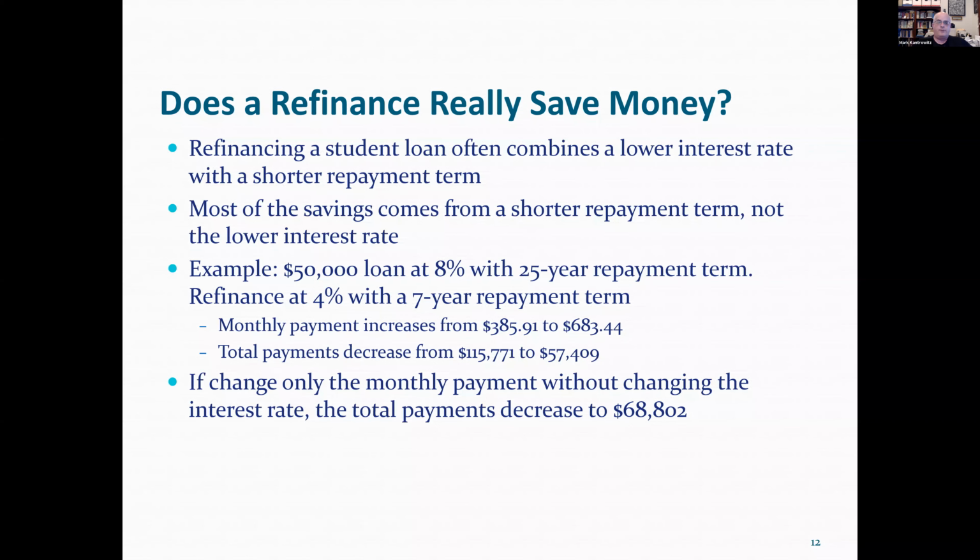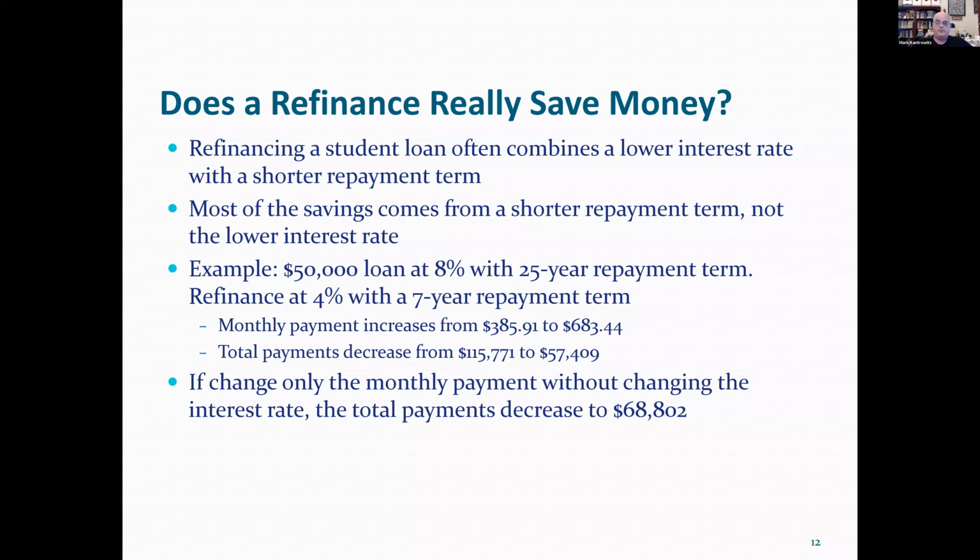So a good rule of thumb is that if you cut the interest rate in half, you're going to yield about the same reduction in total payments as cutting the repayment term in half. Cutting the interest rate in half yields a lot less savings than most borrowers expect.